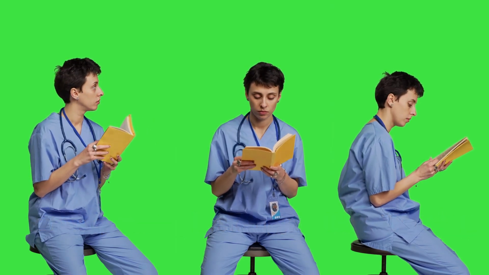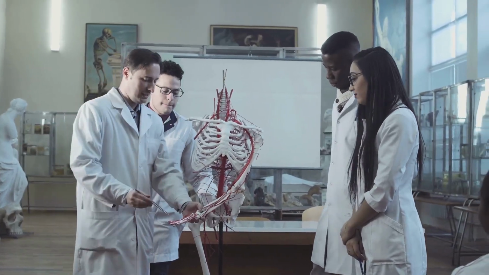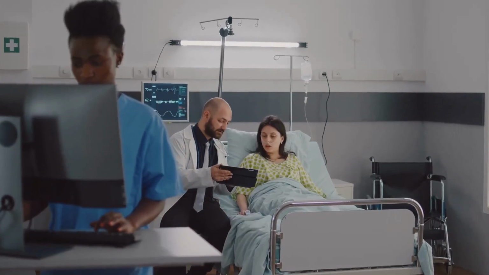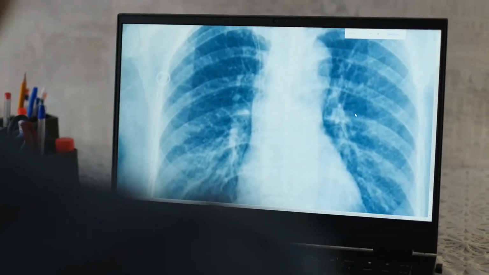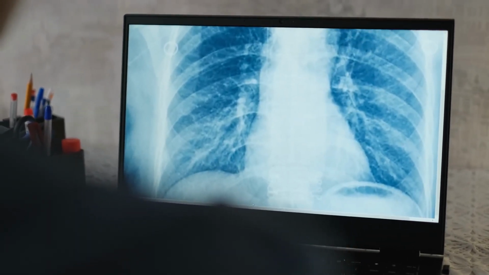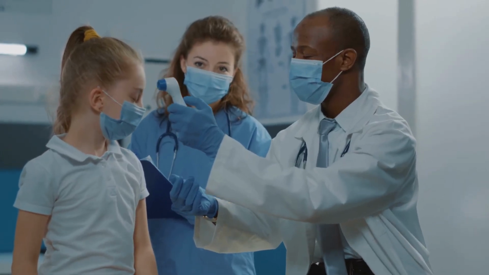Understanding pathophysiology is key to creating good nursing care plans. Pathophysiology is the study of how diseases affect the body. It explains what goes wrong in the body when someone is sick. For example, if a patient has pneumonia, pathophysiology helps us understand how the infection affects their lungs. It tells us why they might have a cough, fever, or trouble breathing.